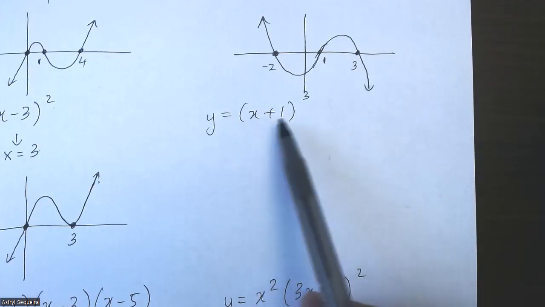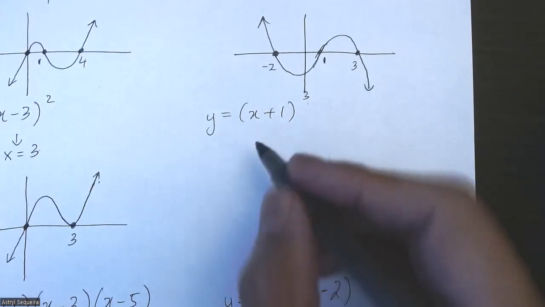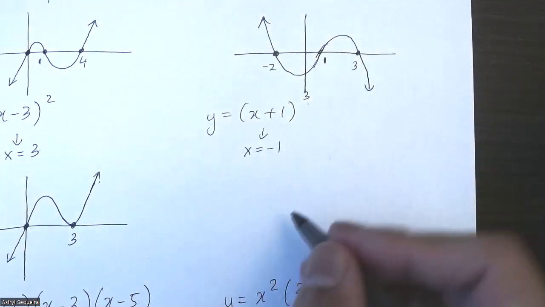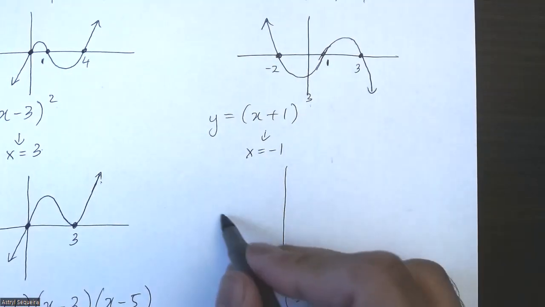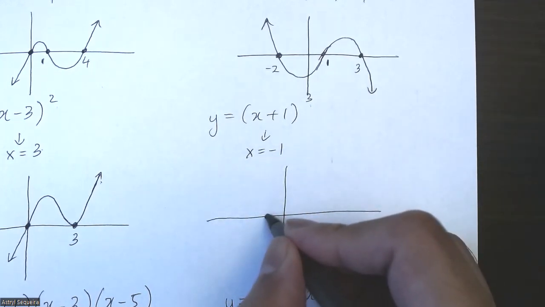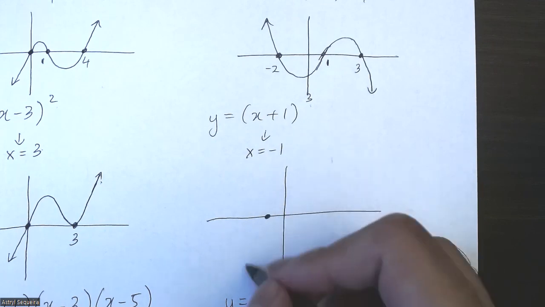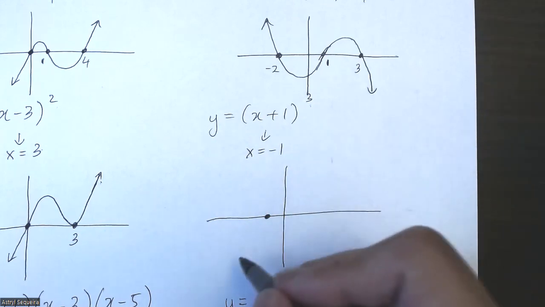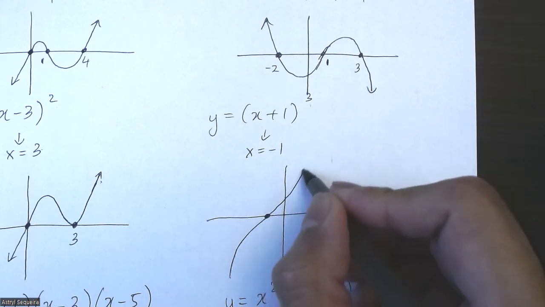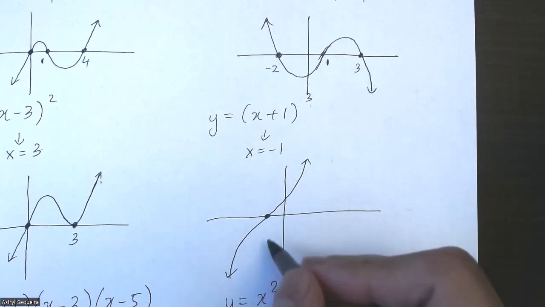This fourth one is x plus 1 cubed. So I only have one x-intercept of -1. Now if it's cubed, it's going to look like a cubic function when passing through that x-intercept. So you can't just draw a straight line, or curve it like that. It's actually going to look like a cubic function through that individual point.